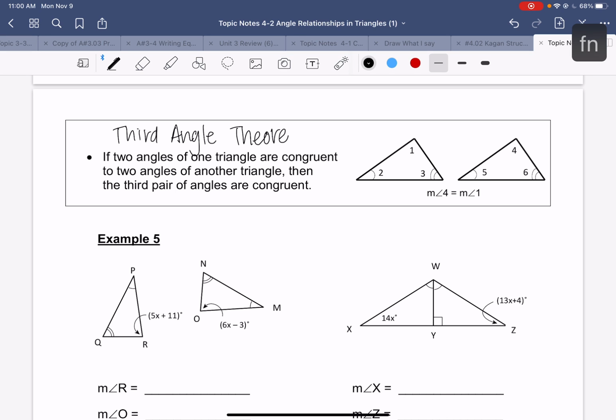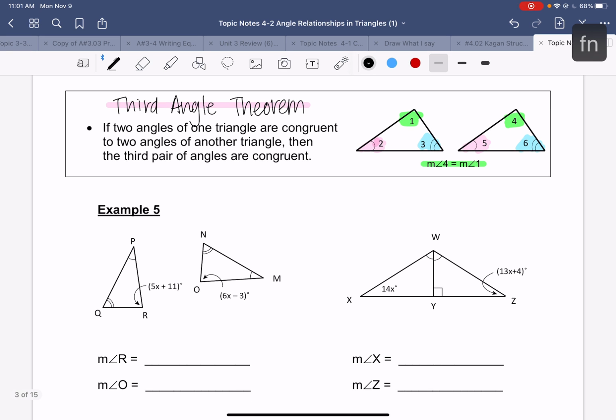The third angle theorem states that if two angles from one triangle are congruent to two angles from another triangle, then the third pair of angles are congruent. So what it's saying is angle 2 is congruent to angle 5. Then angle 3 is congruent to angle 6. And by the third angle theorem, it is known that angle 4 is congruent to angle 1.